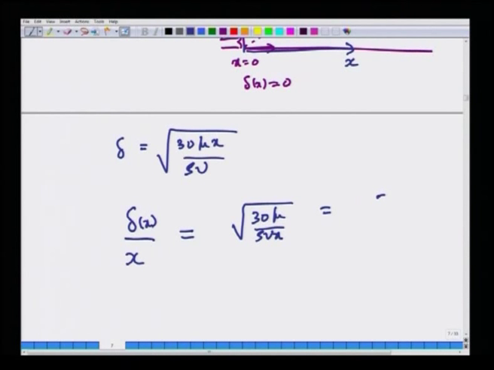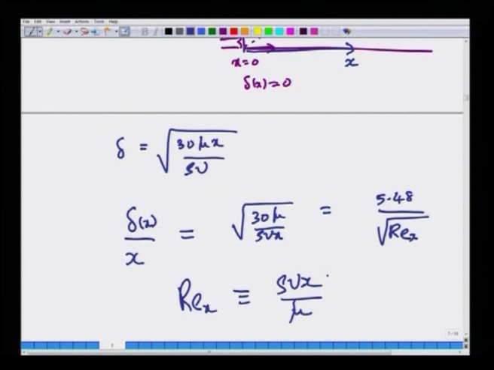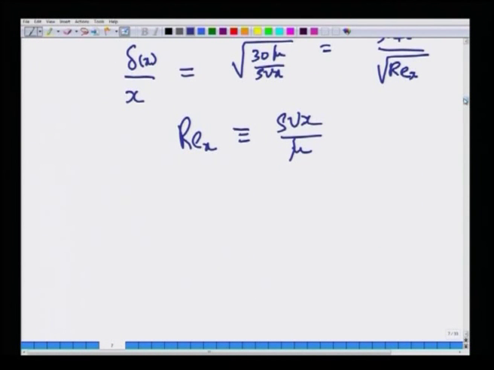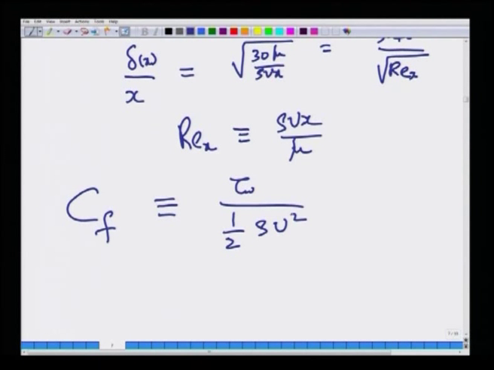This is nothing but 5.48 divided by the local Reynolds number, which is defined as rho u x divided by mu, where x is actually the distance from the leading edge of the boundary layer, from the origin of the plate. So this is the Reynolds number. Now the wall shear stress coefficient is defined as tau w by half rho u squared. This is called the skin friction coefficient.